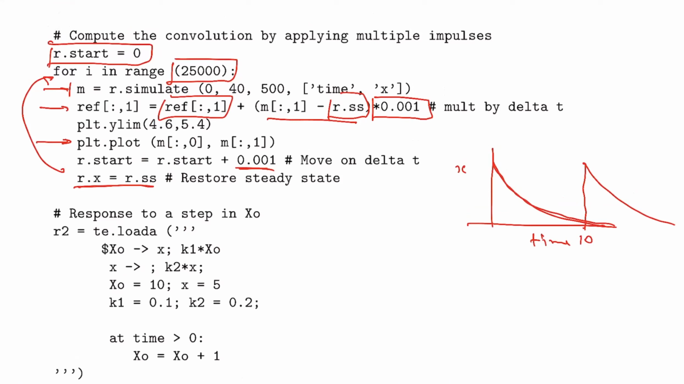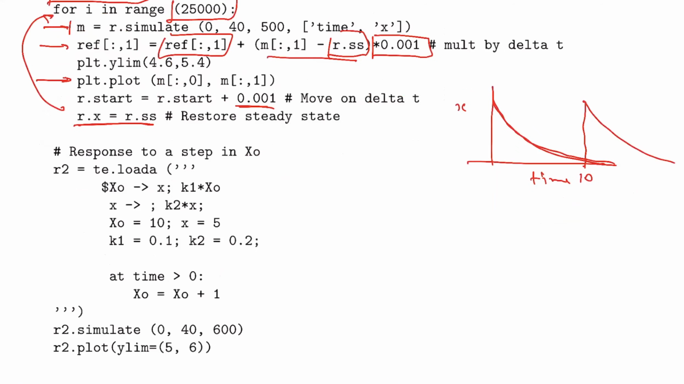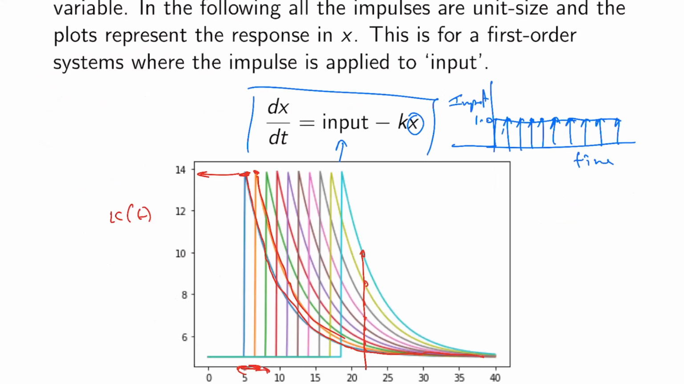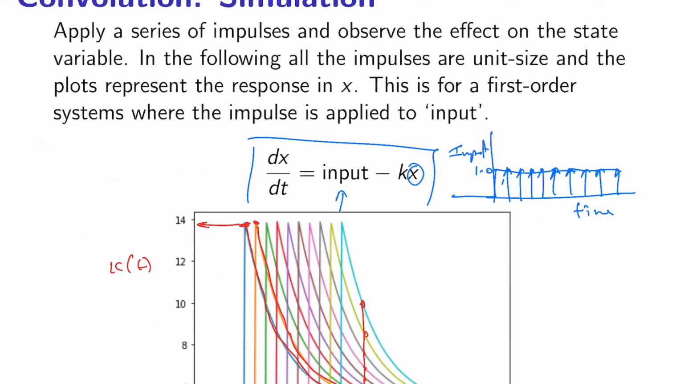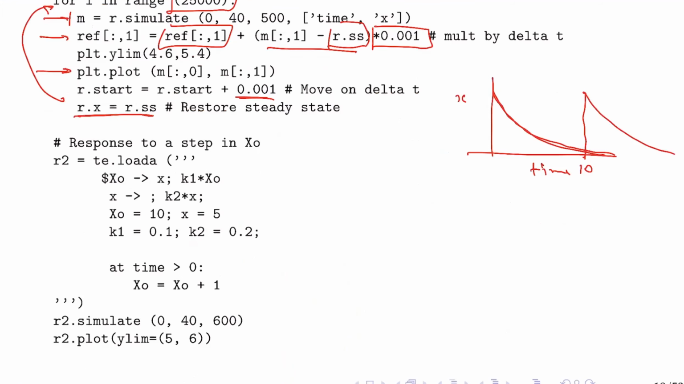That basically does the convolution. Now, I'd like to compare the convolution result with if I applied the step input. Effectively, I'm doing a unit step input. So what I can do here is rerun the model, the same model but a different instance.